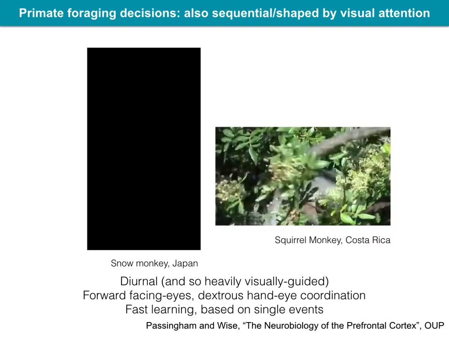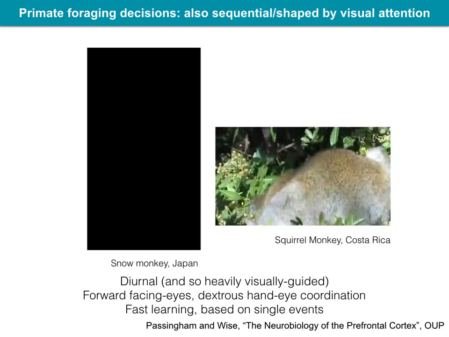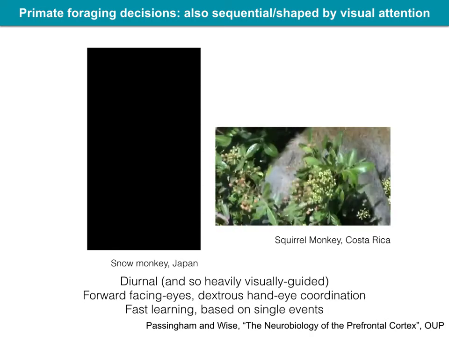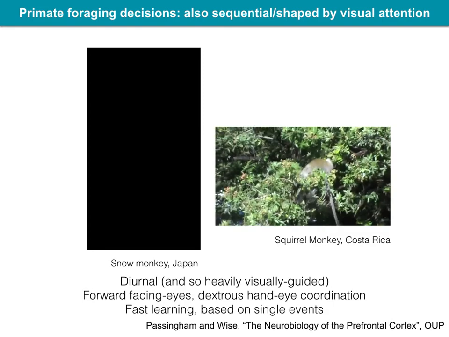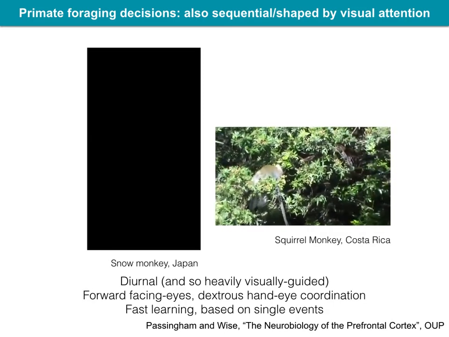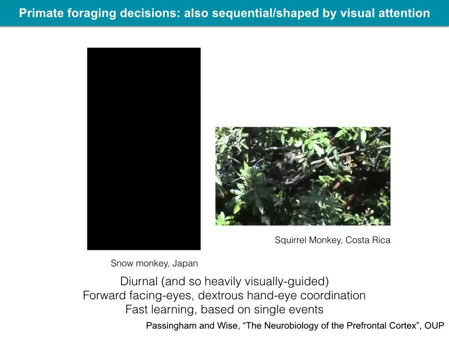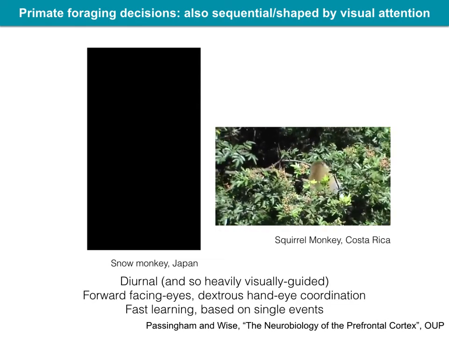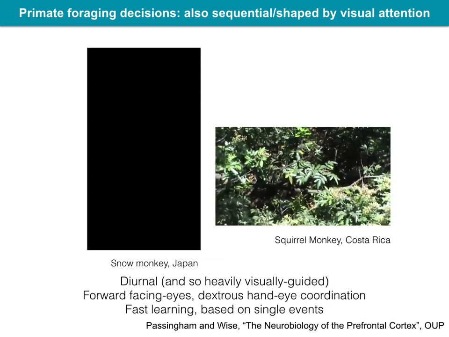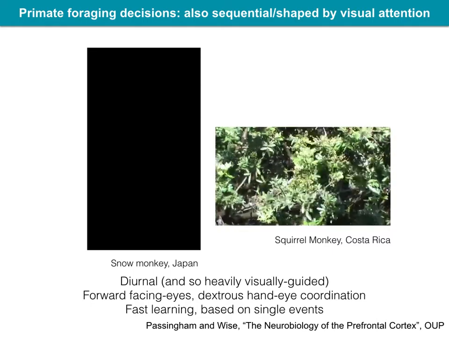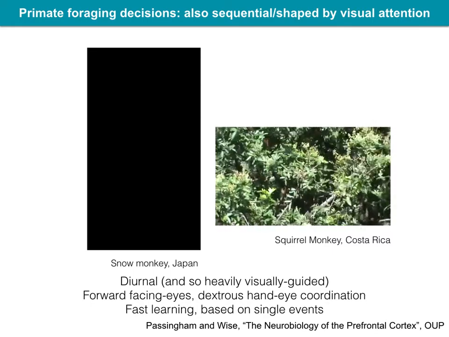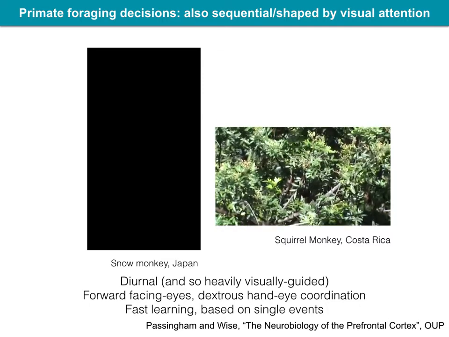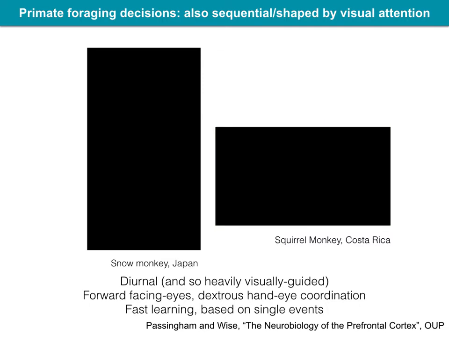In a really fantastic book on the prefrontal cortex by Dick Passingham and Steve Wise, you can see the reference at the bottom of the screen there, what they've argued is that the primates forage in very distinct evolutionary niches from other mammals. So in particular, they're diurnal rather than nocturnal, and their foraging relies heavily upon visual attention. They have forward-facing eyes and a fovea, which allows really fine visual discrimination. And they also have dexterous hand-eye coordination, which means that they gather information about what to do with their eyes, and then they collect those rewards with their hands.